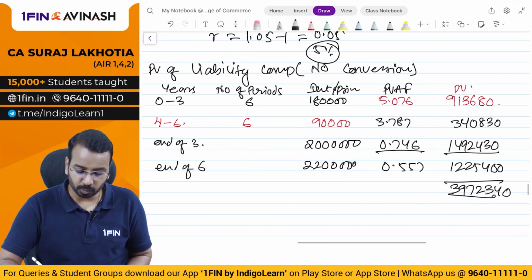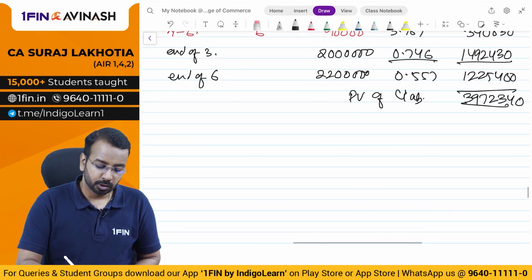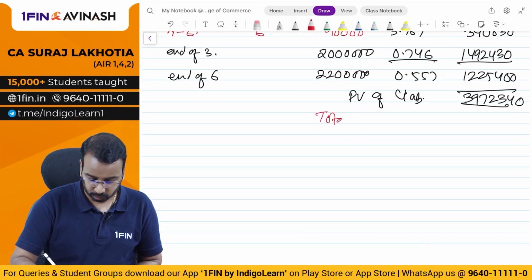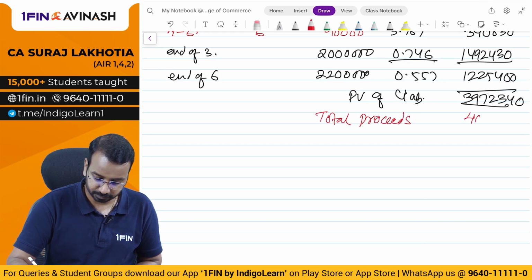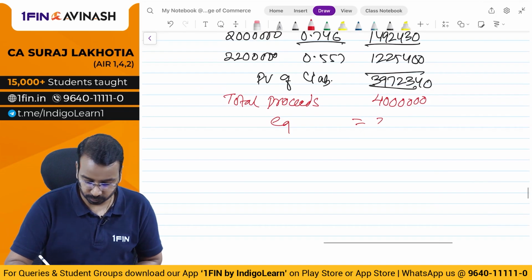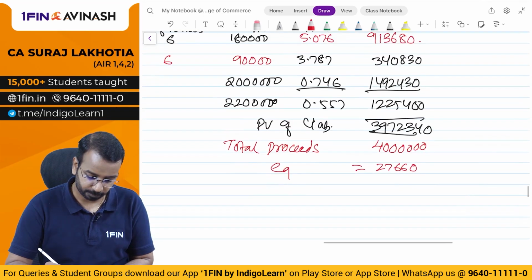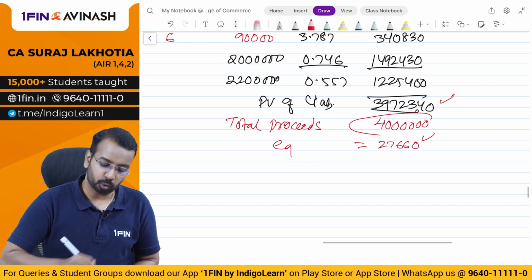Alright. This is the present value of liability. What is the total proceeds? Total proceeds is 40 lakhs. Equity is 40 lakhs minus the liability, so the equity portion is 27,660. Liability, equity and total.